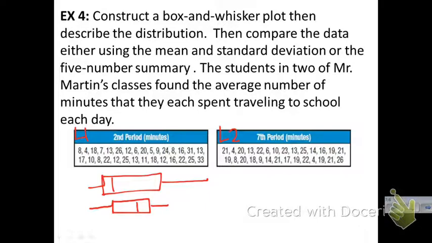We can see that these are both skewed. So because they're skewed, we're going to look at their 5-number summary. So I'm going to go ahead and write them down. My min for my L1 or my list 1 was 4. My lower quartile, 9. My median is 13. And my upper quartile is 22, and my max is 33.